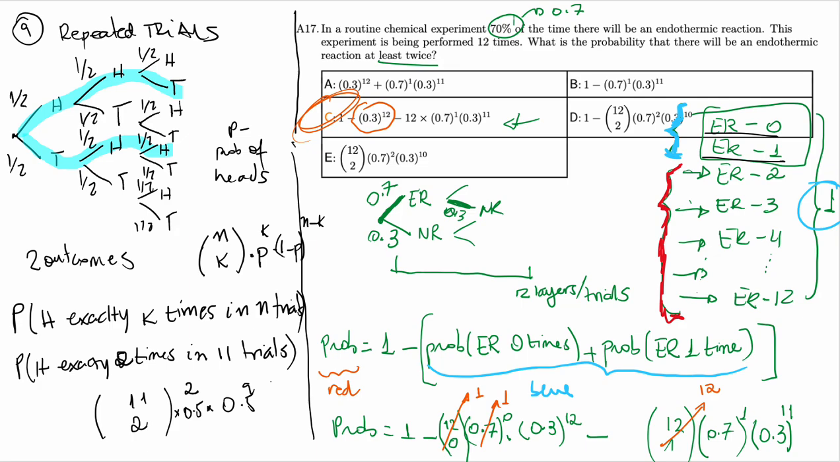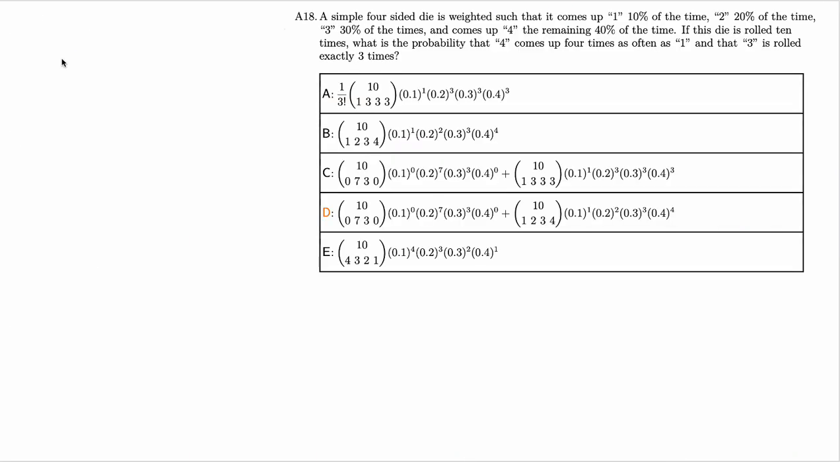All right. There's another item that we need to recap, and this is the last item. Thank God, right? And this is repeated trials with multiple outcomes.